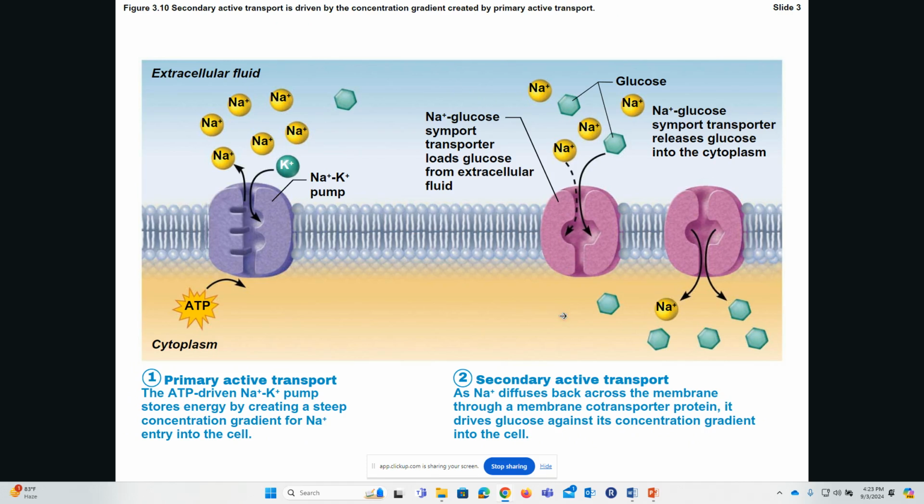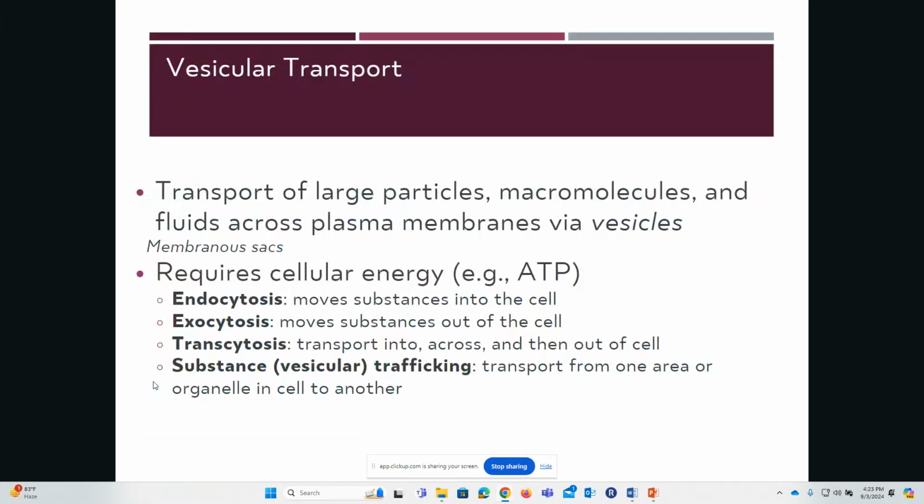So the reason this is active transport is because glucose is moving from low concentration to high concentration, but it's utilizing a high to low movement created by primary active transport. Don't worry about secondary active transport too much. Do know that there's two types and that it's only primary active transport that directly uses ATP.